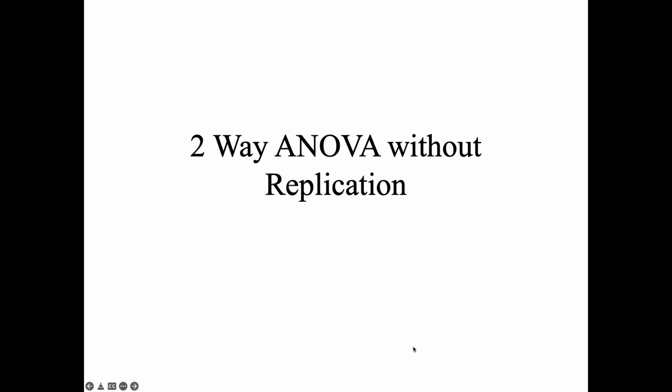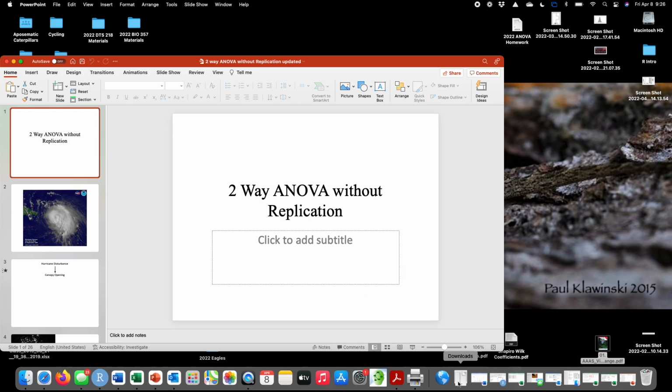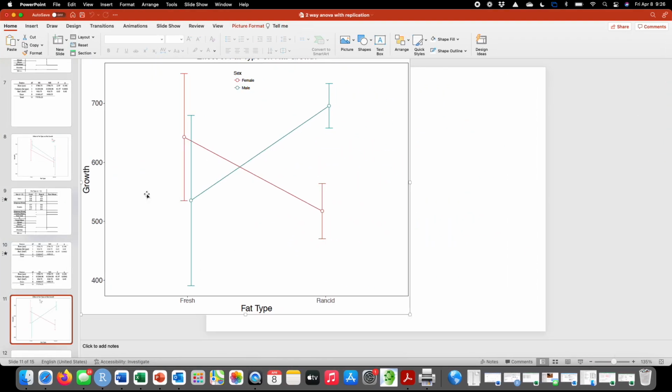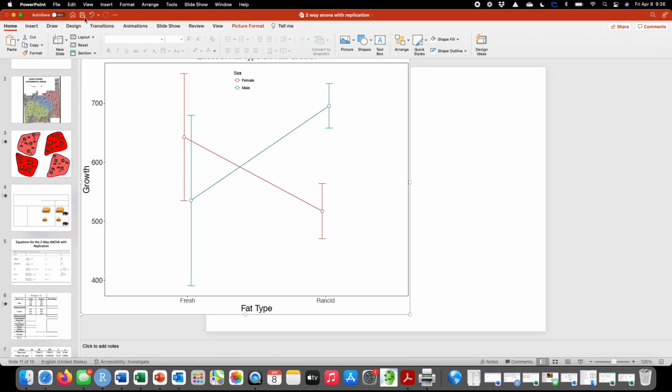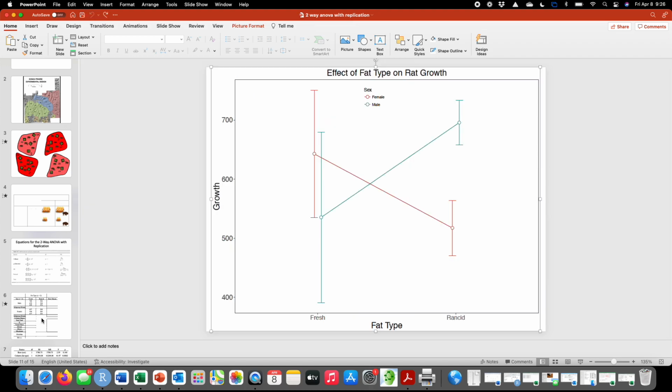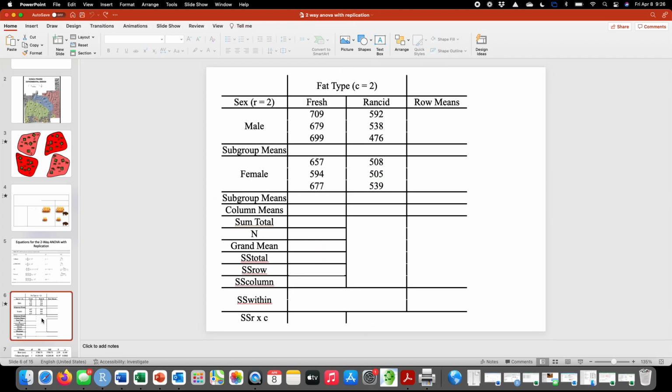Your text, sorry, like this, what you're talking about as far as replication goes? Yeah, replication within treatment combination. So here, for each treatment combination we have, male rats being fed fresh fat, we have a replication level of 3. Male rancid, replication of 3. Female fresh, replication of 3. Female rancid, replication of 3.